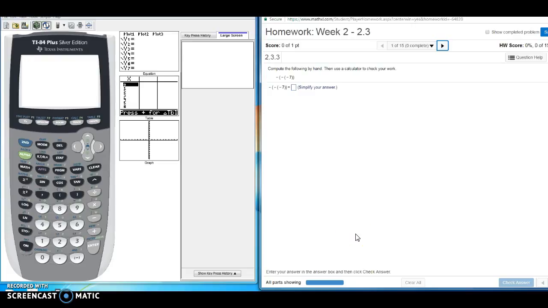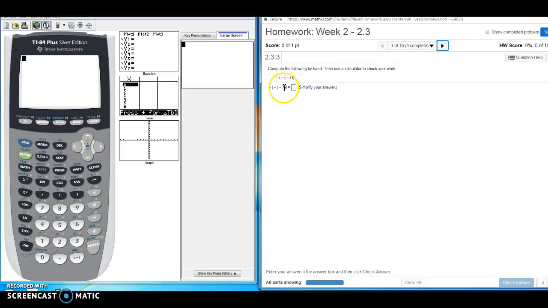In week 2, you are asked to simplify some expressions and then use a calculator to check your work. So I'm working a few problems, one with the grouping symbol of parentheses and one with an absolute value. The first one has 3 negative symbols and then a 7 and lots of grouping symbols. And so I'm going to work from the inside out.